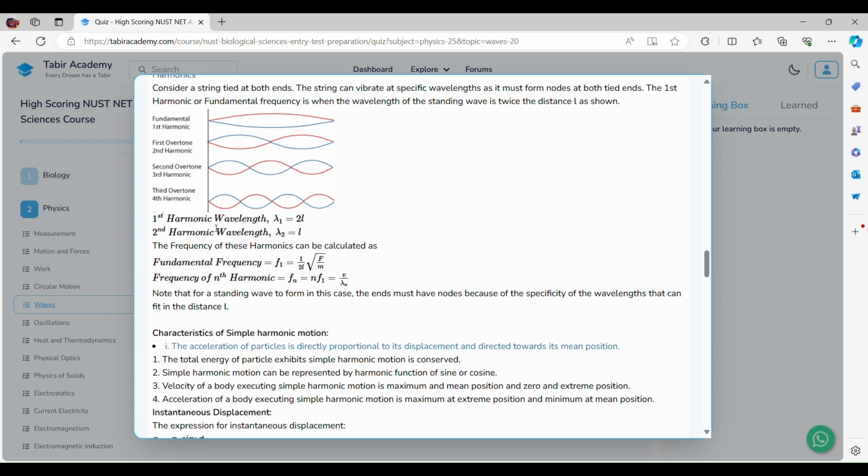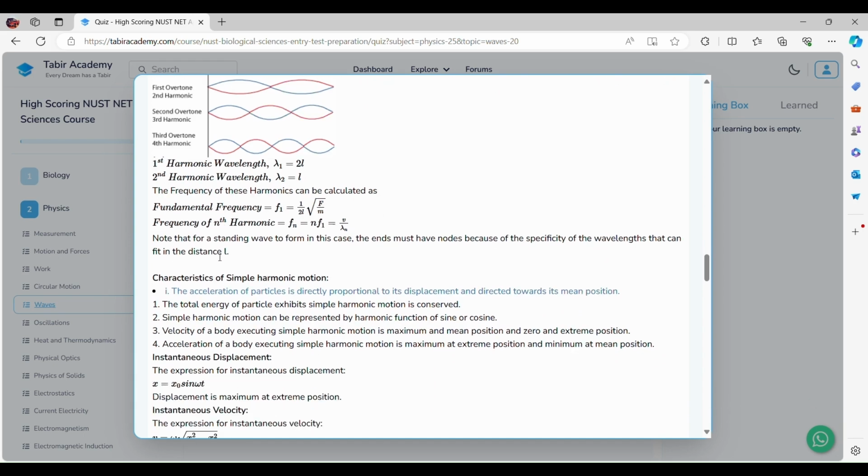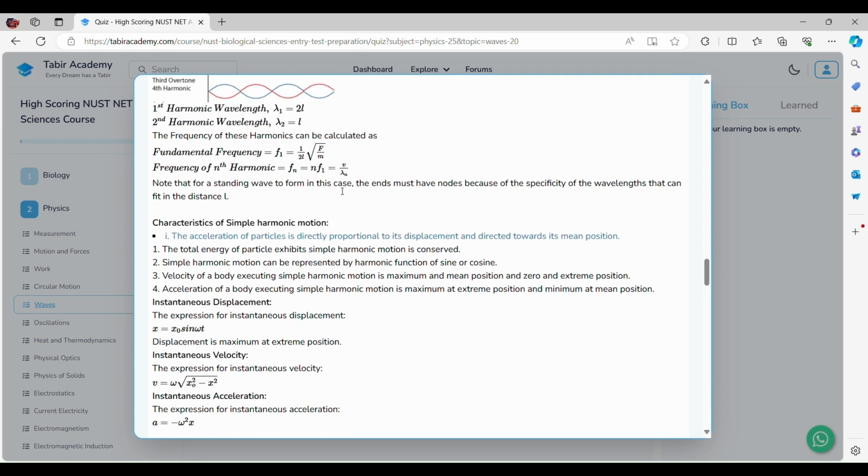So for the first harmonic wavelength, lambda 1 equals 2L, and for the second one, lambda 2 equals L. You can use these formulas to calculate the frequency of these harmonics. Note that for a standing wave to form, in this case, the ends must have nodes because of the specificity of the wavelengths that can fit in the distance L.